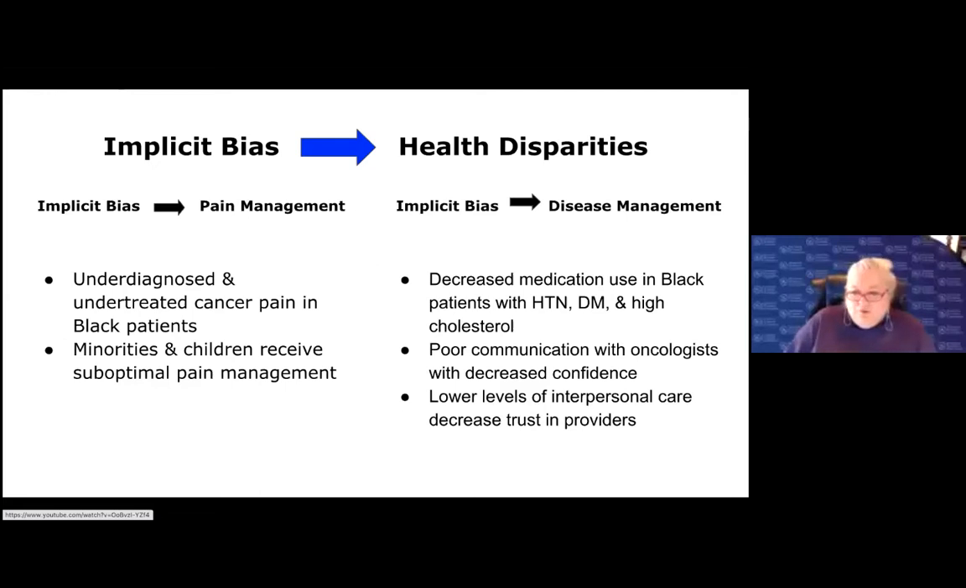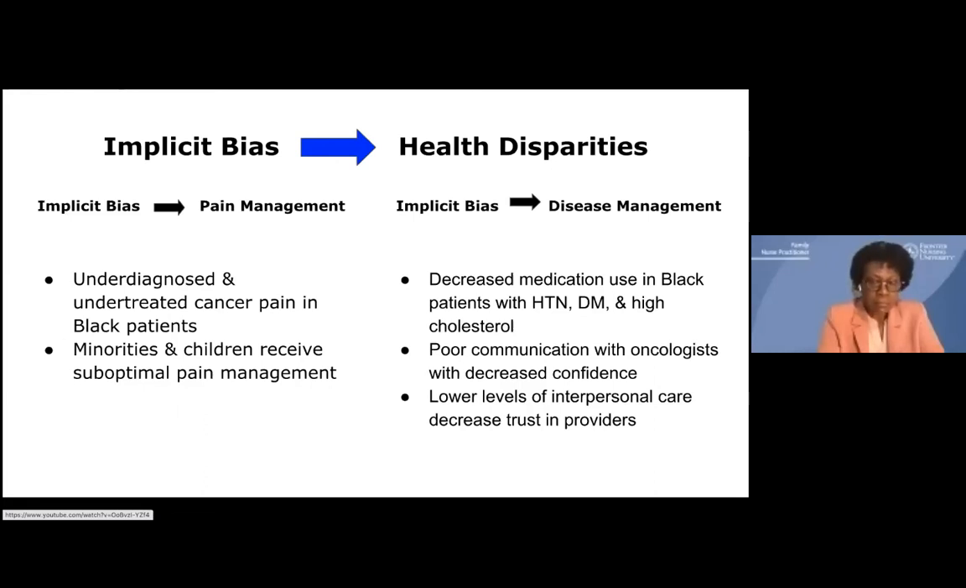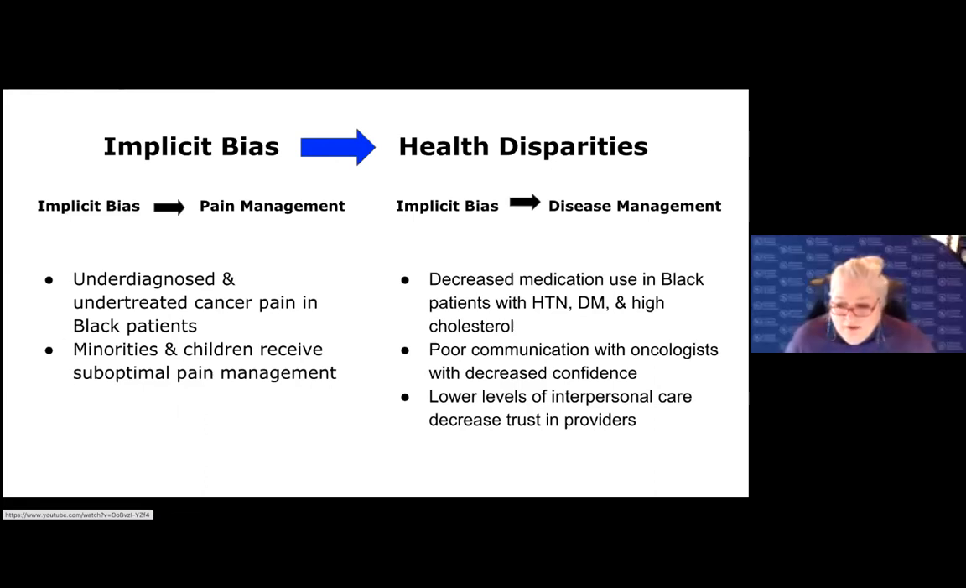Communication between the patient and the provider is essential for effective disease management. In patients with cancer, if they have poor communication with their oncologist, it results in a decreased trust in the oncologist's ability to provide care. And then lower levels of interpersonal care between a patient and his or her provider results in decreased trust in that care that the provider is giving them.